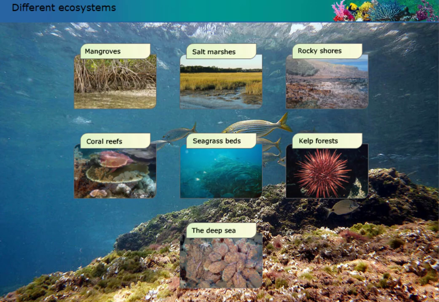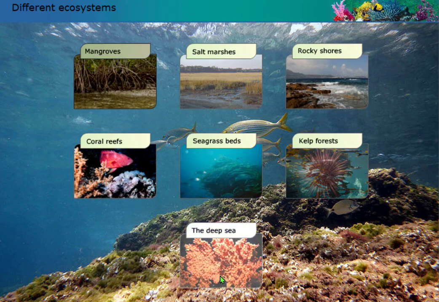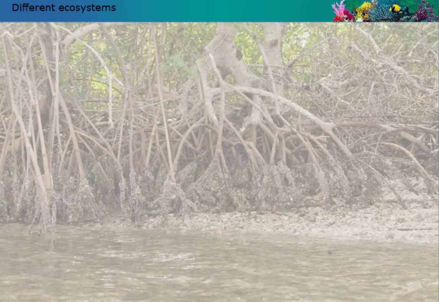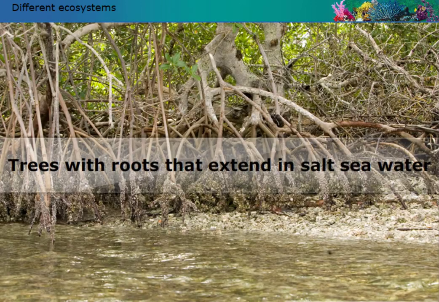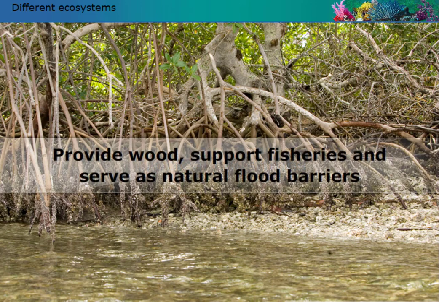Click on the thumbnails to learn more. Mangrove trees are trees with roots that extend into salt sea water. They occur in the intertidal zones of many tropical coastlines. Mangroves provide wood for local communities, sustain a wide range of commercially valuable fish and shellfish, and serve as natural flood barriers, protecting the coastline.